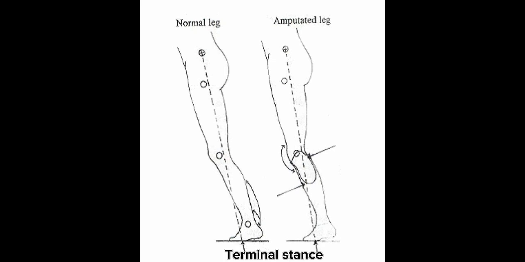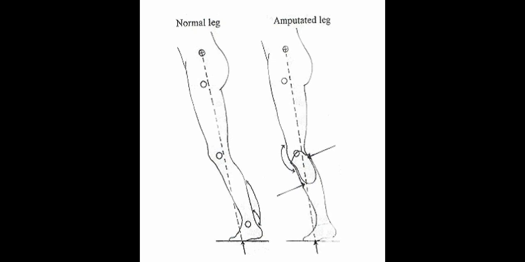And then for the push-off phase, in normal gait, as the body moves forward, the line of action of the ground reaction force moves more and more posteriorly to the knee joint, creating a flexion moment.